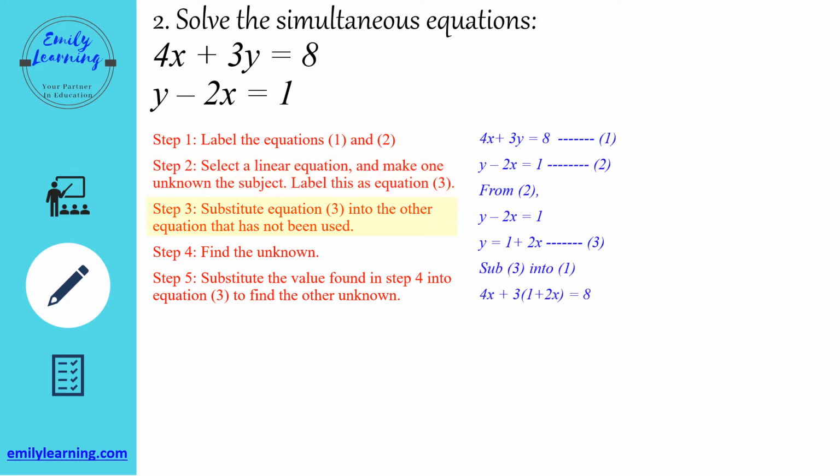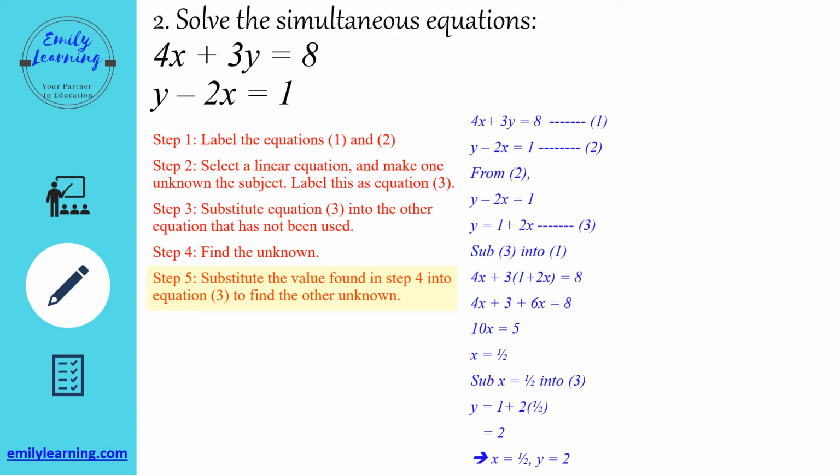Next, substitute equation 3 into the other equation that has not been used. So I've used equation 2 to make equation 3. Equation 1 has not been used, so I'll substitute equation 3 into equation 1. To find the unknown, I'll expand the algebraic expression and solve for the unknown x. So once x is found, I'll substitute x into equation 3 to find y. So for this question, you have x equals half and y equals 2.